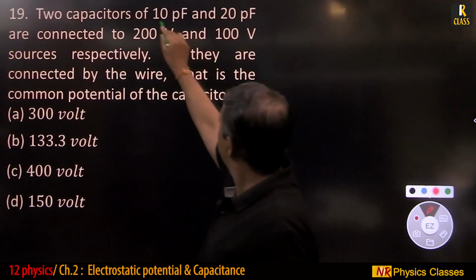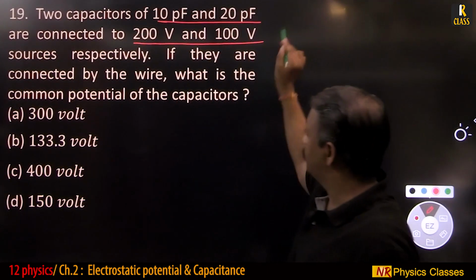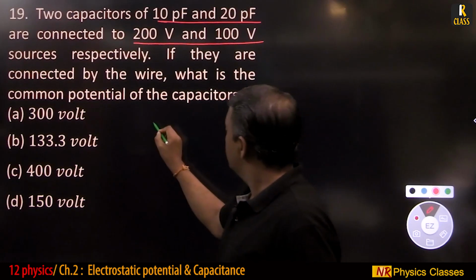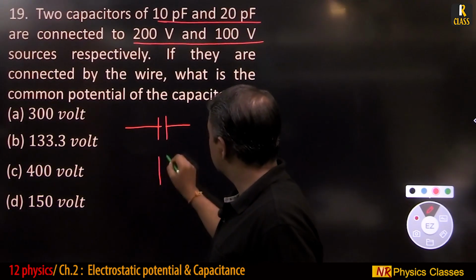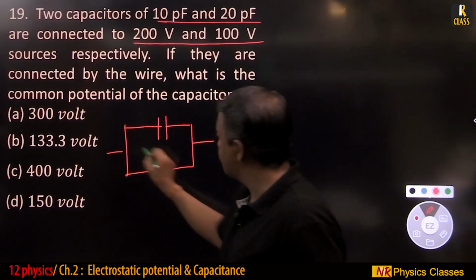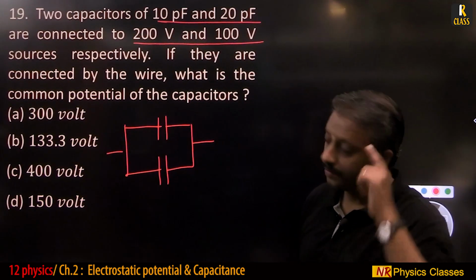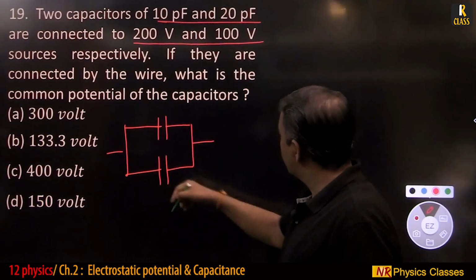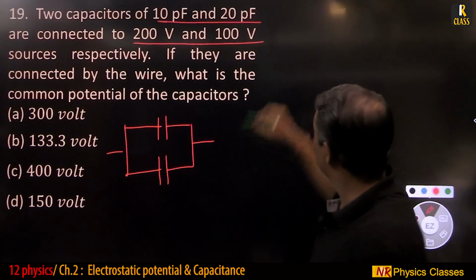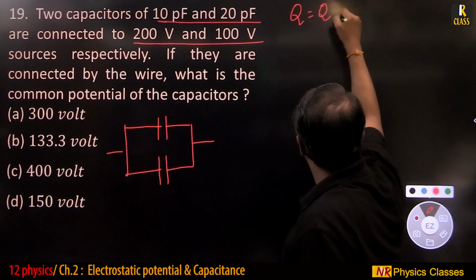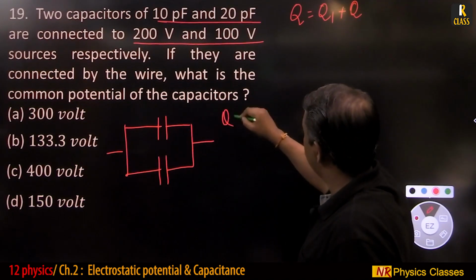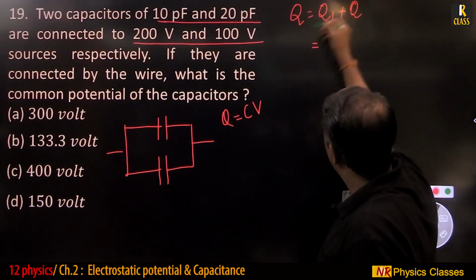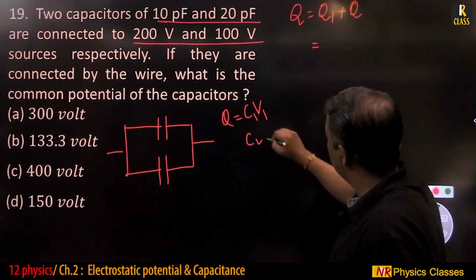Two capacitors are connected. If they are connected by a wire, what is the common potential of the capacitors? This is the first capacitor, this is the second capacitor. They are connected, which means they are in parallel. Common potential of the capacitors means start from the total charge. Total charge equals Q1 plus Q2, but Q equals CV, isn't it? So Q1 is C1 V1, and Q2 is C2 V2.